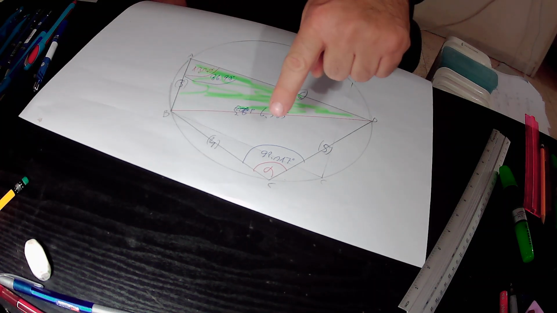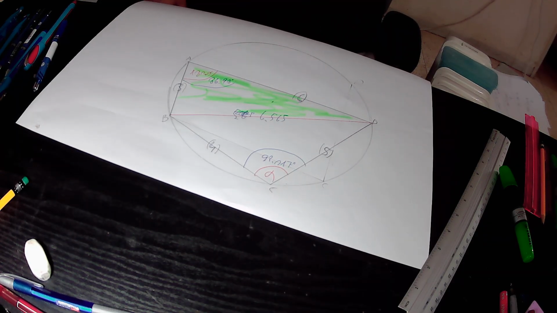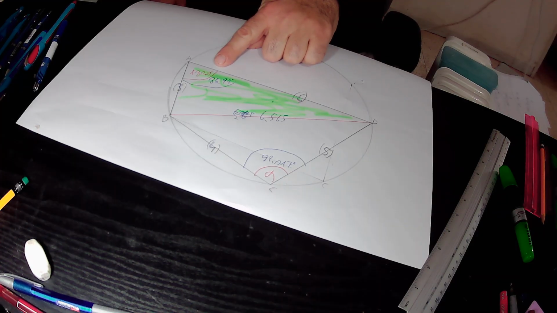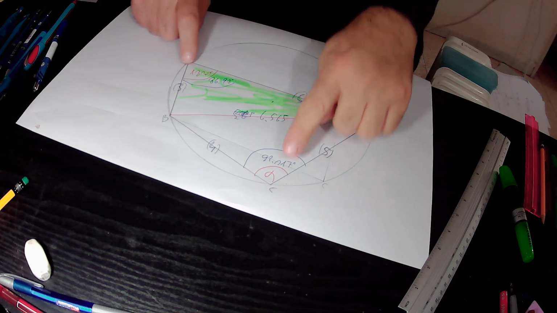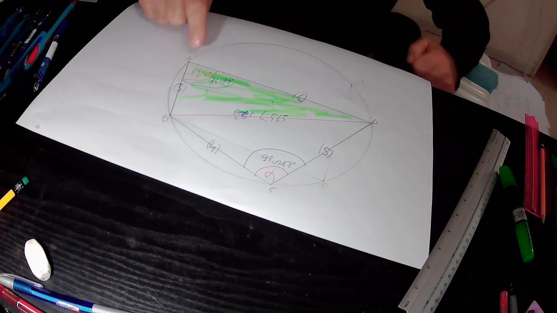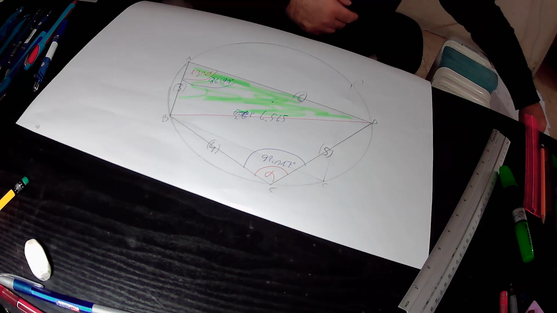We define this angle BCD as alpha. Therefore, this angle must be equal to 180 degrees minus alpha, according to the rule that says that the sum of the opposite angles in a cyclic quadrilateral is equal to 180 degrees. So alpha plus this angle in total must be equal to 180 degrees. 180 degrees minus alpha plus alpha is 180 degrees. That is the sum of those two opposite angles inside this cyclic quadrilateral ABCD.